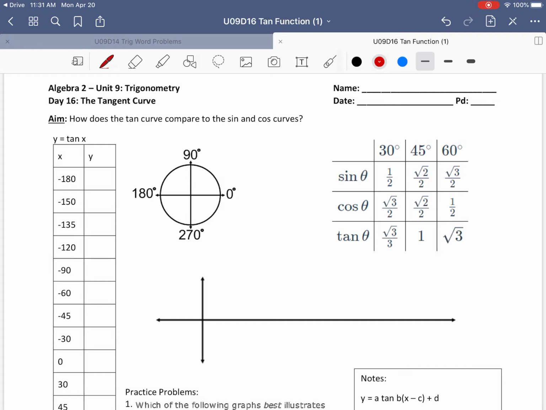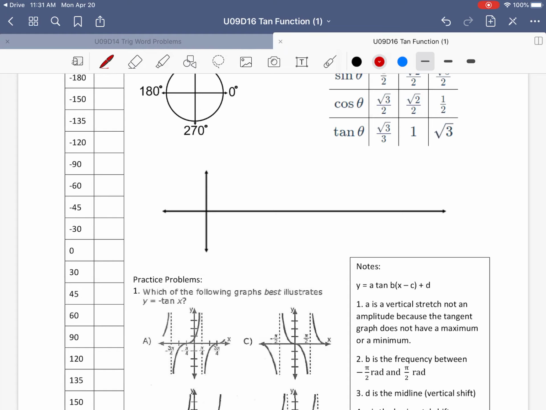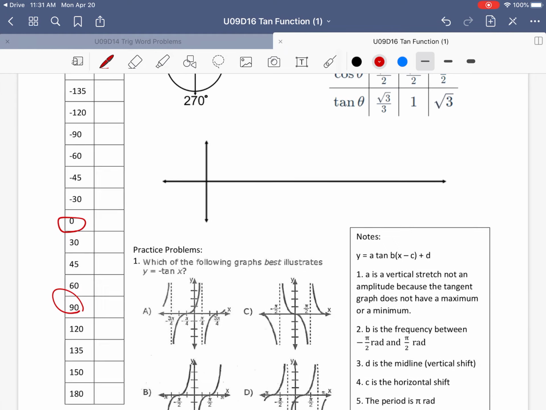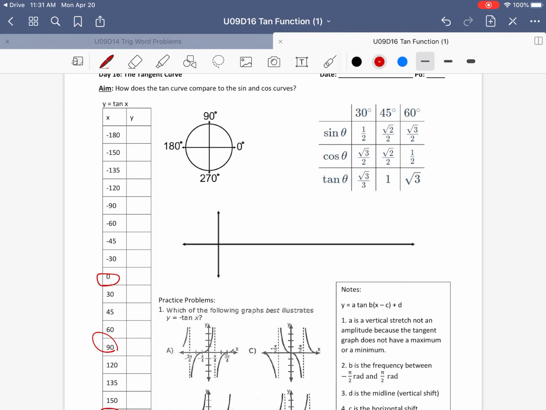So today we are going to graph the tangent curve and see how it looks compared to the sine and cosine curve. So firstly, we normally would plot the points from 0, 90, 180, 270, and 360, but I'm going to just start with 0, 90, and 180 for now to get a feel for how this graph is going to look.